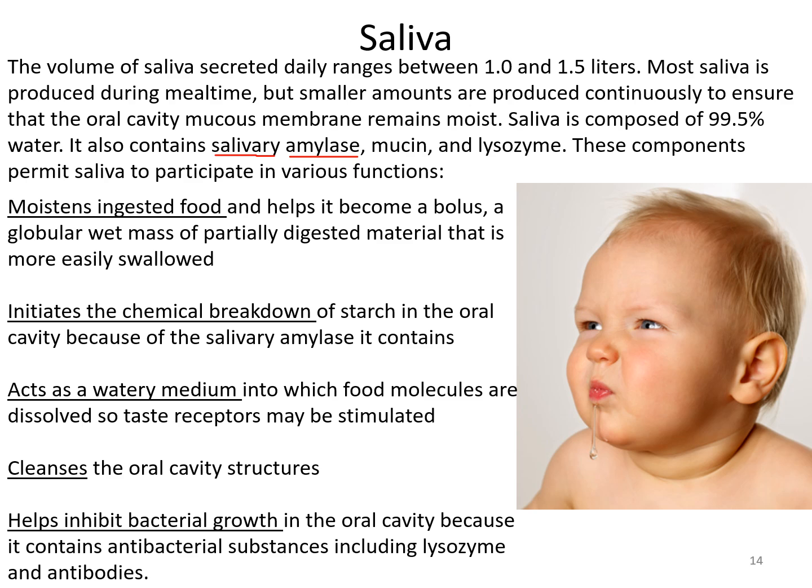So for one, it moistens the ingested food to help it become a bolus. A bolus, as gross as this sounds, is a globular wet mass of partially digested material. That makes it easier for us to swallow it. It initiates the chemical breakdown of starch in the oral cavity because of that salivary amylase. So there's not a whole heck of a lot of digestion that goes on in the oral cavity, but we do start the breakdown of starch there because we've got the salivary amylase.